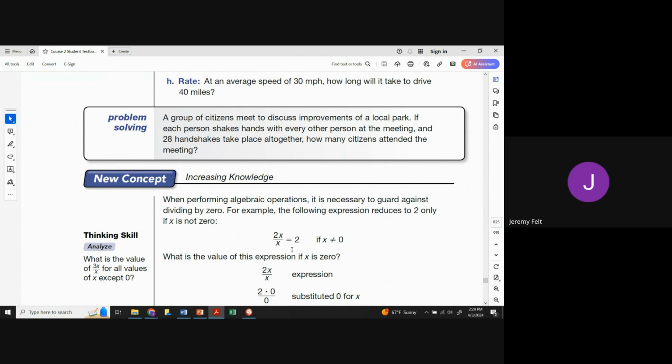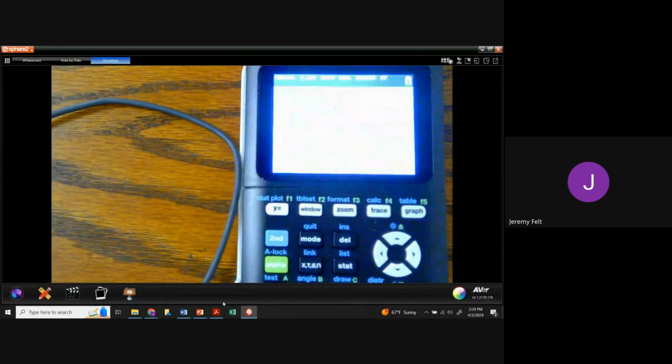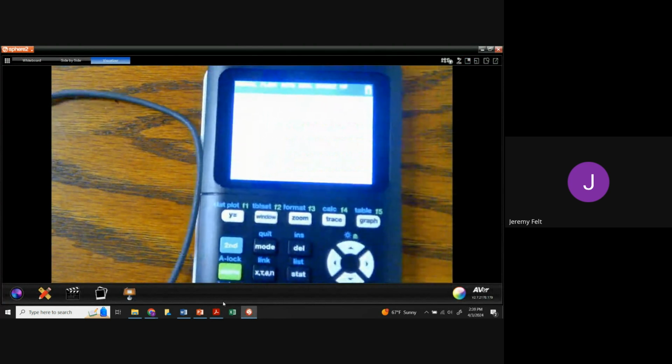If we're looking at 2x over x, well, normally x over x cancels out to be just 1. 2 times 1 is 2. That is true. Nothing's changed with that. But we say x cannot be 0 because I can't have 0 in the denominator, because that would be 2 times 0 over 0. Any number divided by itself is, sorry, is 1. Yes, that's true.